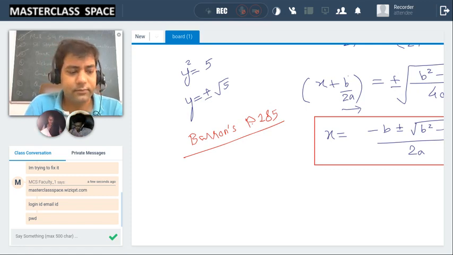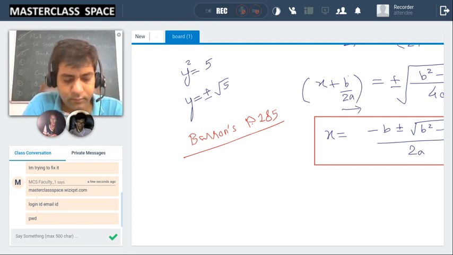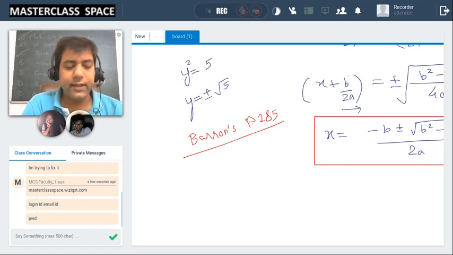Yeah, I found it. It's the completing square. Yeah. I don't know if you can see it. Got it, Ayushi? Yes. So this is the way how you derive.